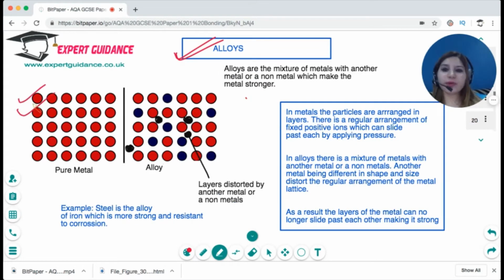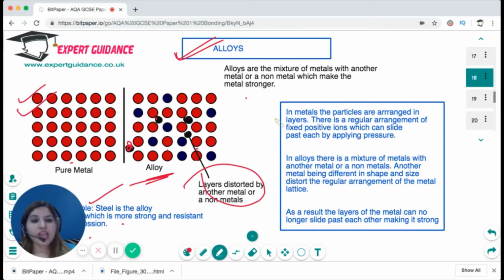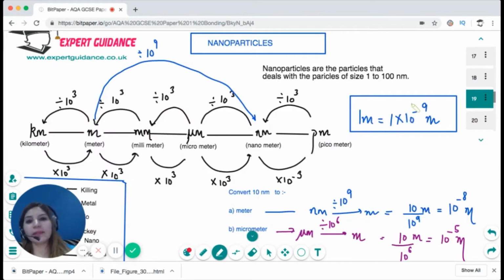You can see this is a pure metal having a layered structure. When you mix it with another metal or a non-metal of a different size, it interlocks these spaces so the layers can no longer slide over each other. For example, steel is an alloy of iron, which is stronger and resistant to corrosion. So in metals, the particles are arranged in layers. There's a regular arrangement of fixed positive ions which can slide over each other when pressure is applied. However, in alloys, there's a mixture of a metal with another metal or a non-metal. Another metal, being different in shape and size, distorts the regular arrangement of the metal ions. As a result, the layers can no longer slide past each other, making the metal strong.